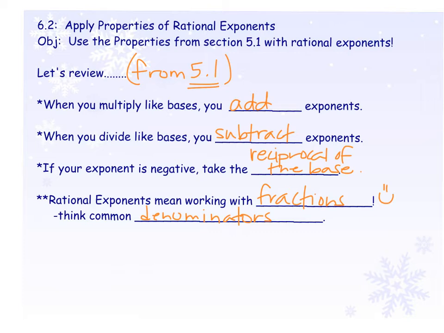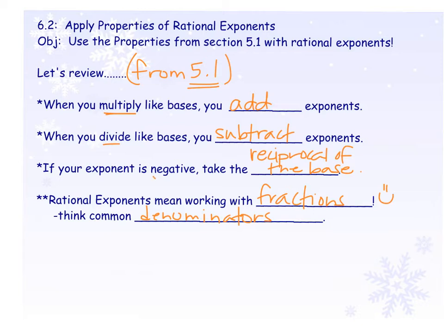The first property that we talked about was multiplying like bases. To condense that product down to one term, you would add the exponents of the bases together. When you divide like bases, we do the opposite. We subtract. Remember, it's always the numerator exponent minus the value of the exponent in the denominator.